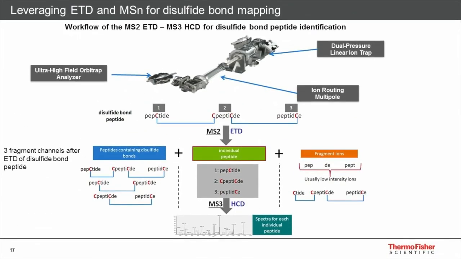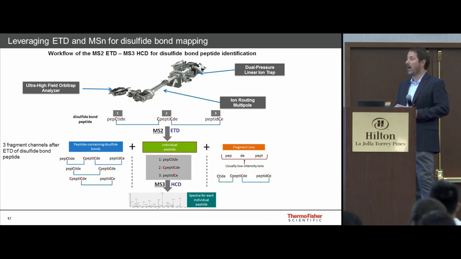When you do ETD on disulfide bond peptides, you are going to have 3 fragment channels. You are going to create some peptides still containing the disulfide bond, so you chop one side or the other and you still have some disulfide bond. On the other side, on the right, you are going to have fragment ions. And in the middle, you're actually going to get your peptide by itself. You are going to break those disulfide bonds, and you have peptide 1, peptide 2, and peptide 3 by themselves. So now if we isolate those MS2 ions and do the fragmentation, MS3 HCD, what you should get is a pure spectrum of each peptide that was involved in the disulfide bonds.